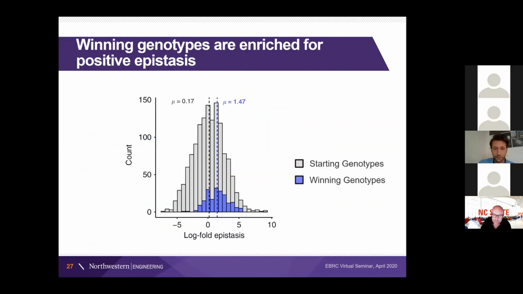I built a histogram of the epistasis values of starting genotypes in gray versus the winning genotypes in blue. So you can see that the winning genotypes are substantially enriched for positive epistasis. This to me suggests that positive epistasis is really important in determining the most fit genotypes in a population. And that's important for directed evolution because positive epistasis makes it difficult to predict which genotypes are going to be the winners.